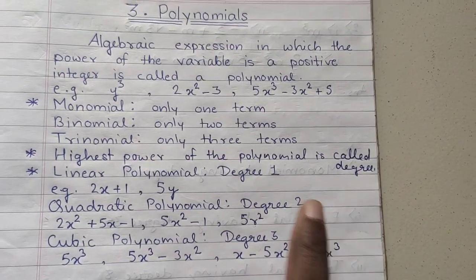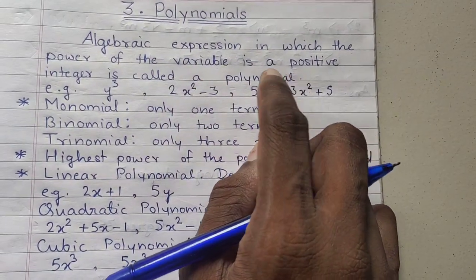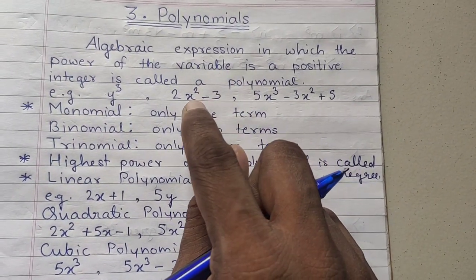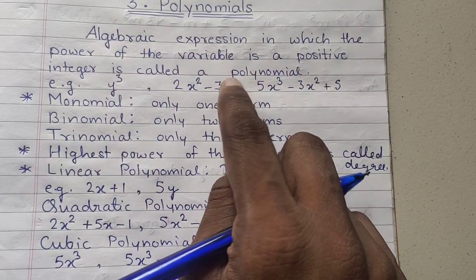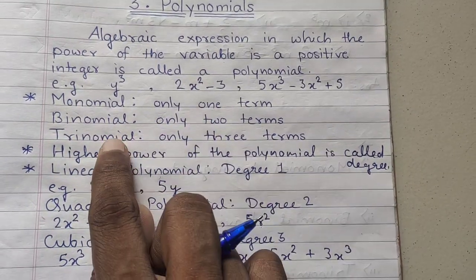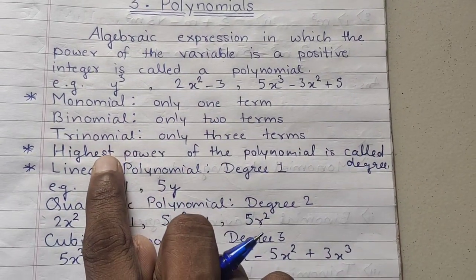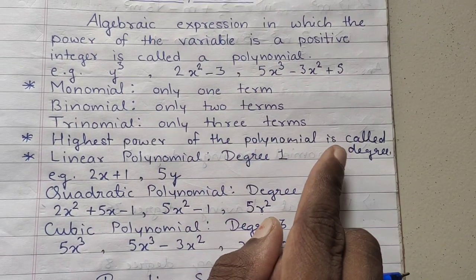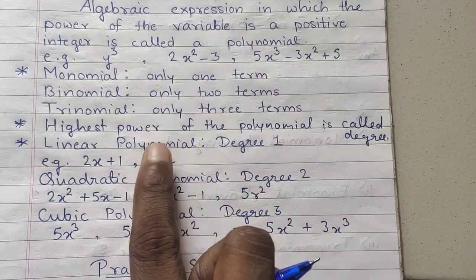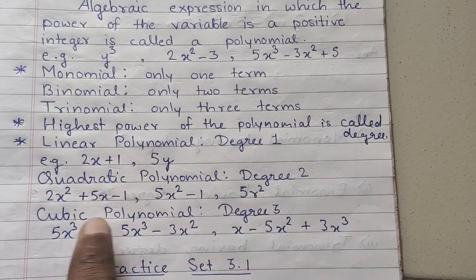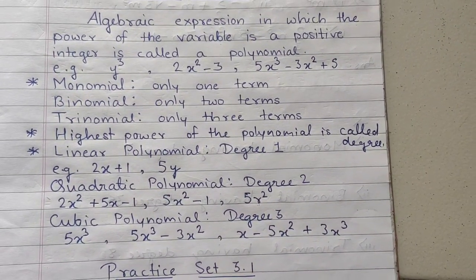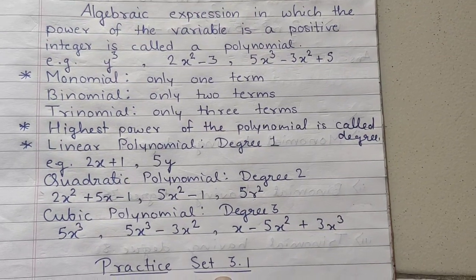So remember, first you should learn what a polynomial is and how to identify it. Your polynomial means the power of the variable should be a positive integer, then only you will call your expression a polynomial. Then monomial, single term, binomial, double term, trinomial, triple term. Then what is degree? The highest power of your polynomial is called the degree. Then I have explained what is linear, what is quadratic and what is cubic. Linear means degree 1, quadratic means degree 2 and cubic means degree 3. Now one by one we will learn all these things in your exercise, that is practice set 3.3.